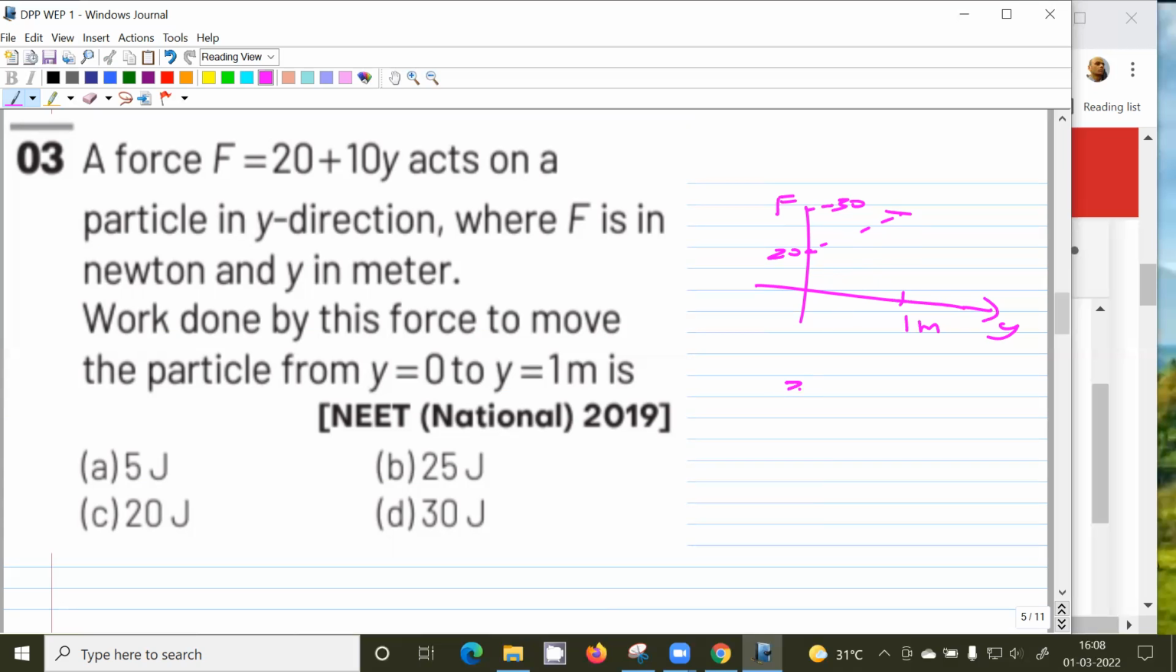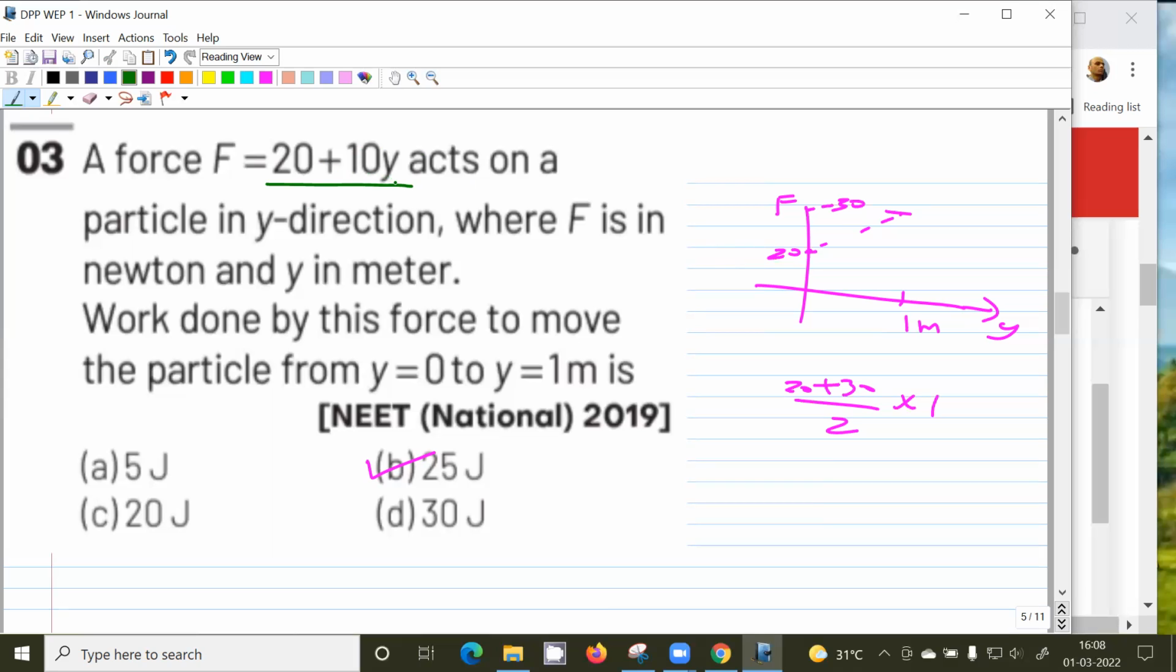Okay. So it's 20 plus 30 by 2 into 1. So 50, yeah, 25 joules. So you did integration. Yes, sir. Okay, now another way to do it is if you plot this F versus y, it's a straight line graph, right?